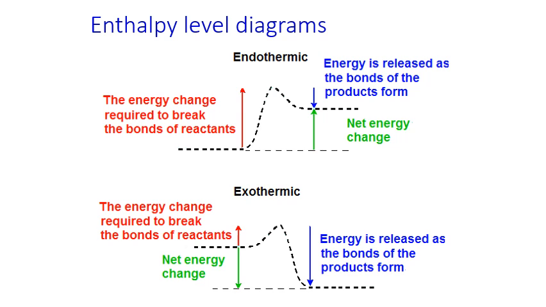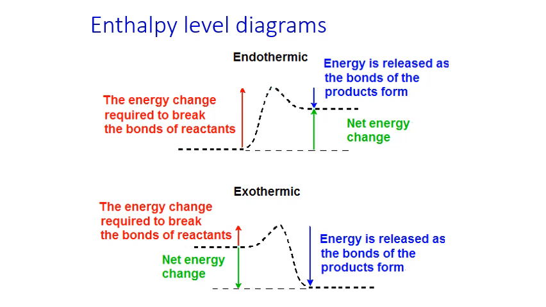So in an endothermic reaction, there is a lot of energy required to break the bonds of the reactants, and this energy of course comes from the surroundings, and the amount of energy that's released when the bonds are formed is a lot less than the energy that is required to break them. So the net energy change is of course positive, because you've got energy having to be used to break the bonds of the reactants.